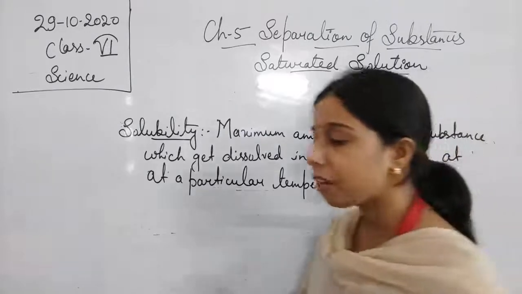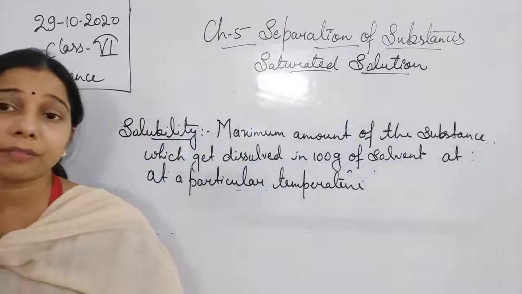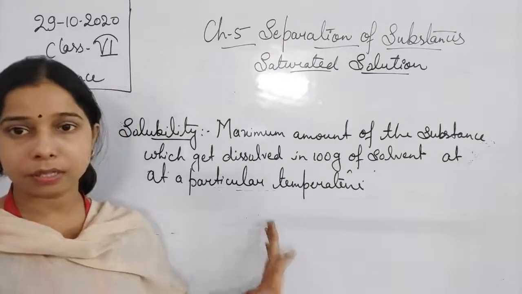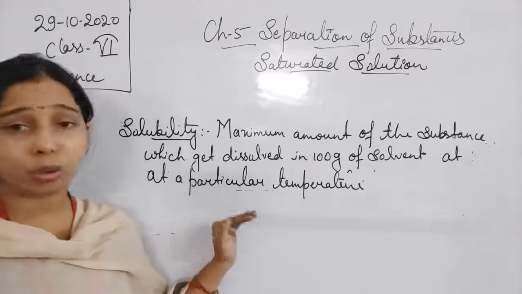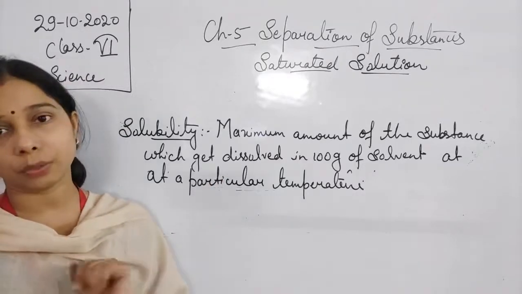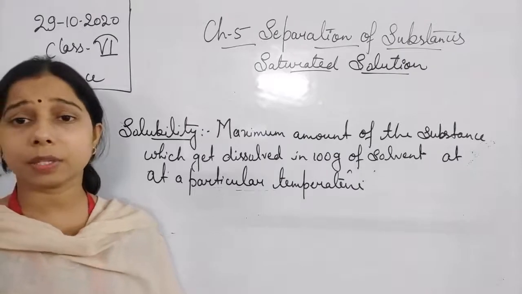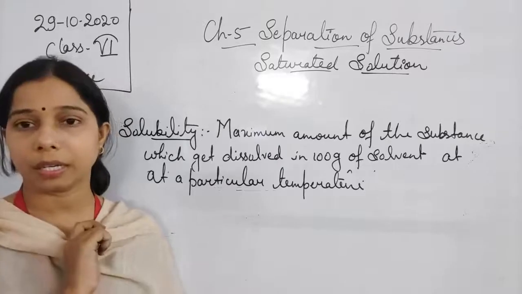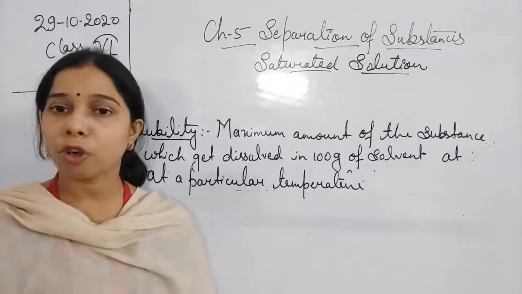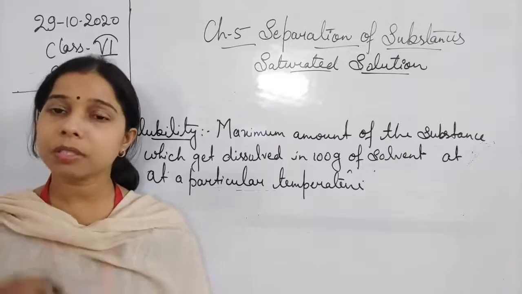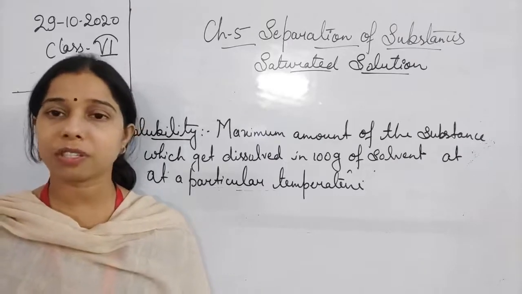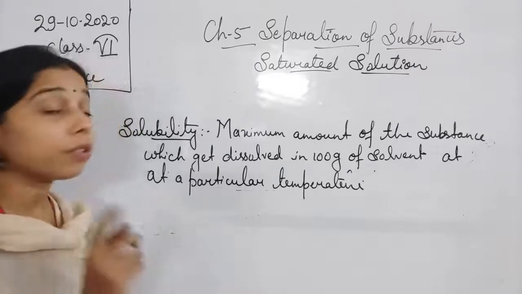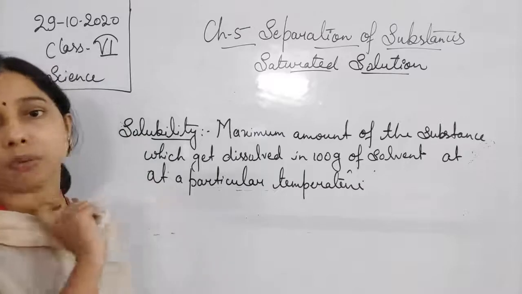It means if a solvent can dissolve more amount of a solute in 100 gram of solvent, its solubility will be higher than the other one. Suppose we have taken 100 gram of water and we are adding sugar to it. After some time, as you continuously add the sugar, the water will not be able to dissolve any more sugar. So that will be the solubility of the water.